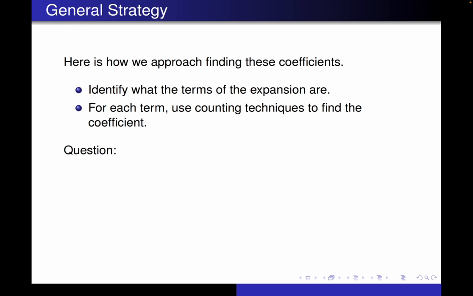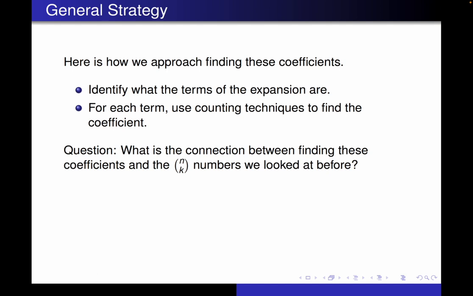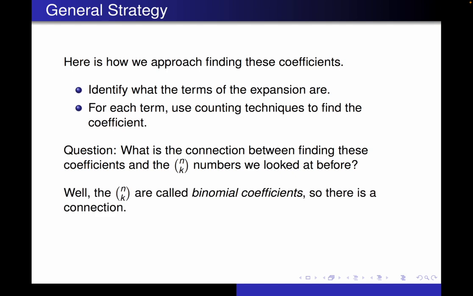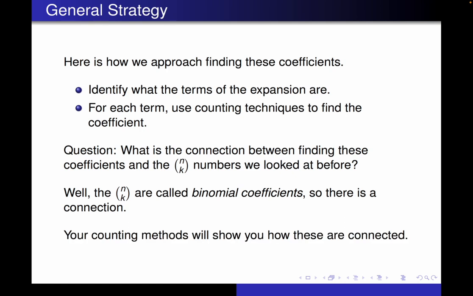So the big question I want to ask as my departing question is, what is the connection between finding those coefficients that we were looking at in those binomials and the n choose k numbers that we were looking at with the subsets, the bit strings, and the lattice paths? Well, n choose k numbers are called binomial coefficients, so there is a connection. And you're going to use those counting methods to find how those things are connected. Well, I should say how those 4 things are connected, because this is the 4th one of the group.